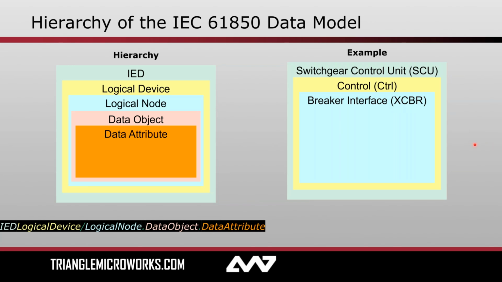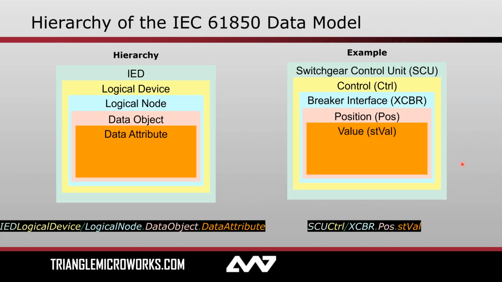And then within that, we'll have different data objects that relate to it. One of those, maybe the most important one in some contexts, will be position. This is the one that contains the data attributes that tell us: is the breaker actually opened or closed?